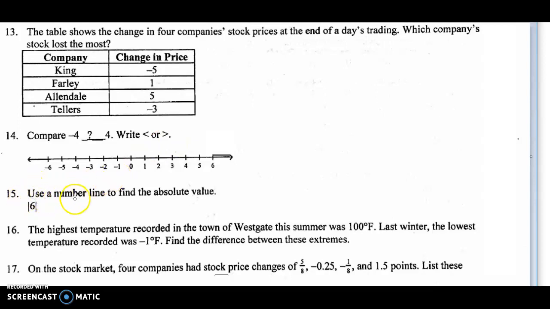And now number 15, use a number line to find the absolute value of 6. Remember, absolute value turns whatever number in there positive. If it's already positive, it stays positive. It's always a positive number. So, let's see here. We have this graph here. So where would I graph positive 6? If you guessed over here, you're right. Right? I would just put a dot there. And then you would make sure it's filled in.